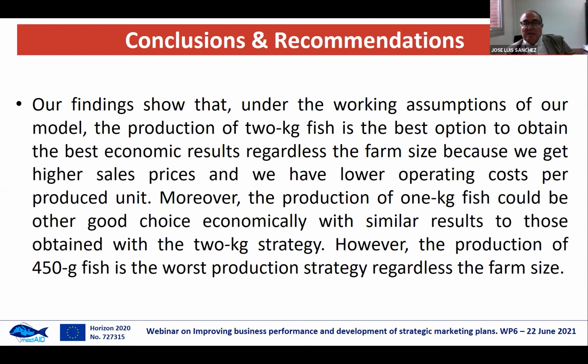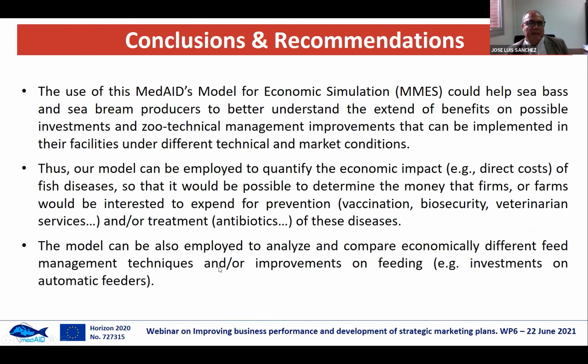we obtain lower production operating costs with the production of 2 kilo fish, but also we have higher prices per kilo in the case of producing 2 kilo fish. So in that case, we obtain the largest profit margins, and we obtain the best results in the income statement of the farm.